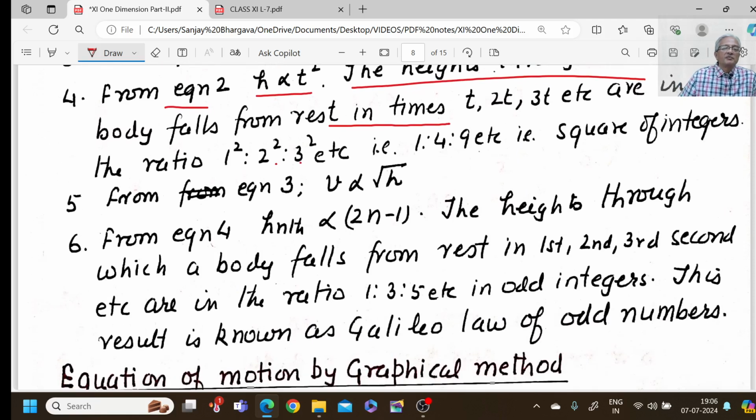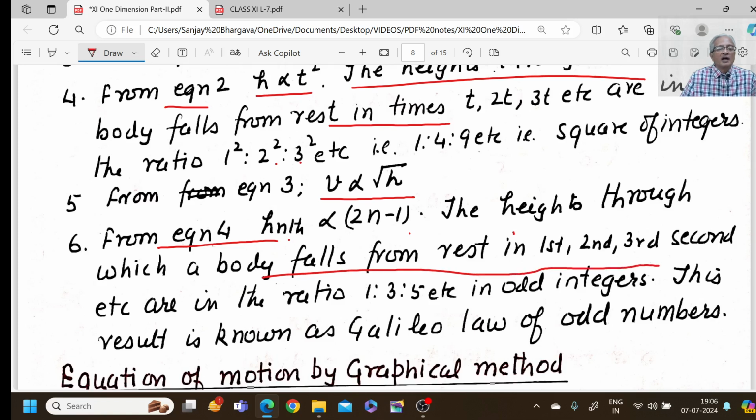From equation 3, v is directly proportional to h. From equation number 4, h nth is directly proportional to 2n minus 1. So it answers the question: the heights through which a body falls from rest in the first, second and third second are in the ratio 1 is to 3 is to 5, that is in the order of odd integers. This result is known as Galileo's law of odd numbers.